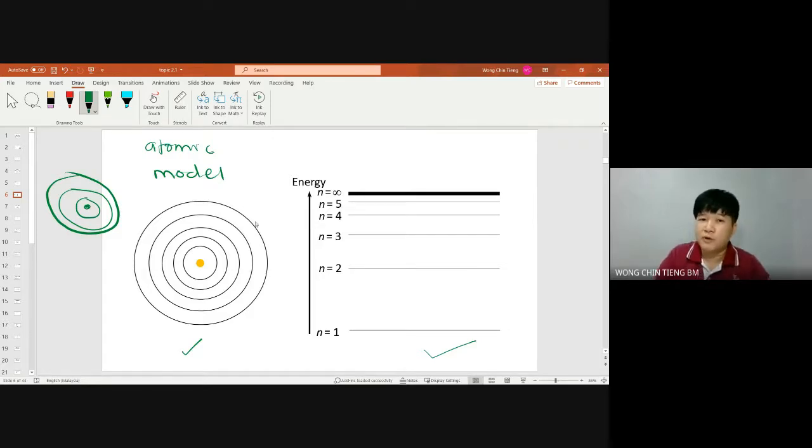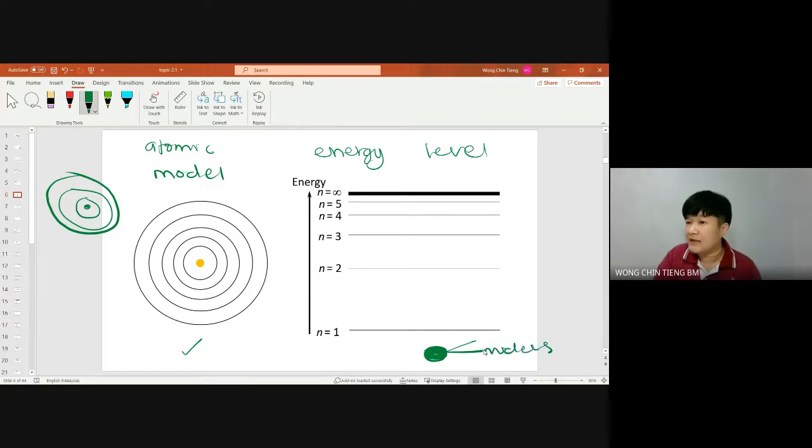Alright? So we come across one thing over here called energy level. Looking at our energy level over here, first and foremost, how to read the energy level? Simple, your nucleus is here. How to read it is when you cut through your atomic model into half, ambil bahagian atas. Nucleus duduk sini kan? Nucleus duduk bawah. So N equals to 1, N equals to 2, N equals to 4, N equals to 5, N equals to 6, and so on. So your atomic model and your energy level, they are equal to each other.